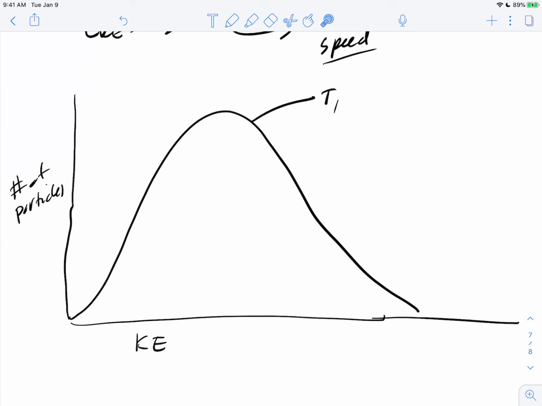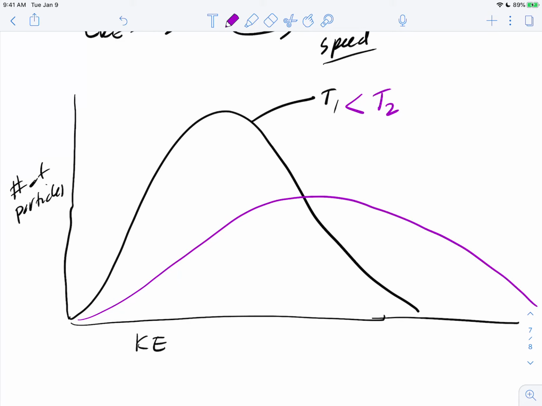This spot right here is your maximum. This is your most probable speed, or kinetic energy. They are related, but they're different. And what we see is that as we increase the temperature, so let's say we have T2, and T2, temperature 2, is greater than temperature 1. What that means is that now we're going to shift this whole curve. We're going to flatten it, and shift it down this way.